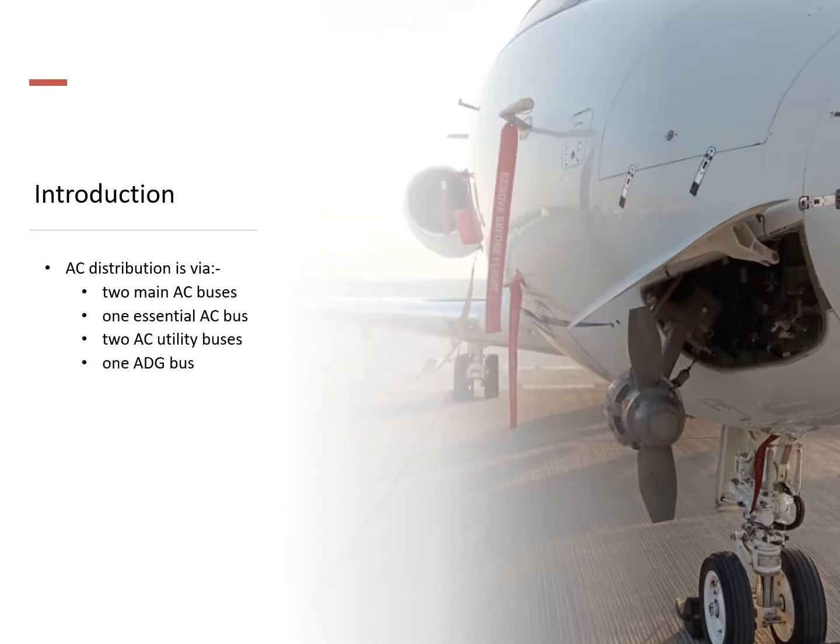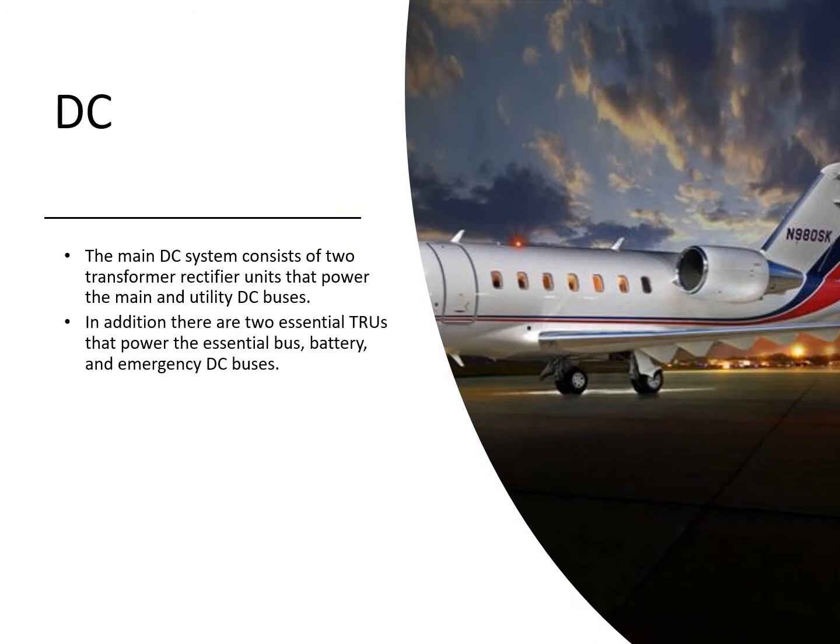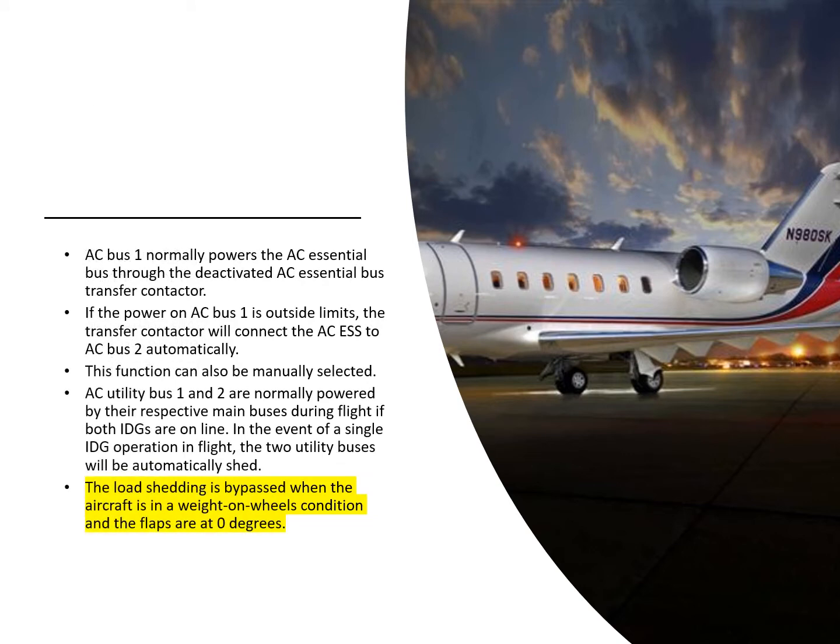On the AC side of things, the power is distributed via two main AC buses, one essential AC bus, two utility buses, and an ADG bus. On the DC side of things, the main DC system consists of two TRUs that power the main and utility DC buses. In addition to that, there are two essential TRUs that power the essential bus, the battery bus and the emergency DC buses. We'll look at the AC bus schematic very shortly.